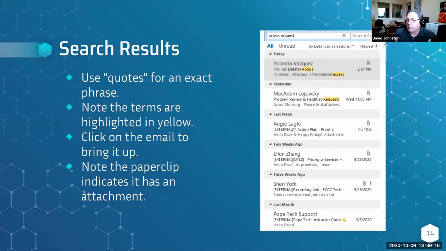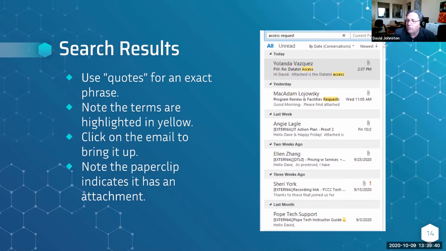So here's an example of a search. I put in the terms access request. And so you'll notice that it looks for, in this case, both of those words. It looks for either access or request. And so I have messages that came up with either one of those words. If I was looking for that exact phrase, I can use quotes around it. So I could have access request included in quotes, and then it would look for just that exact phrase.